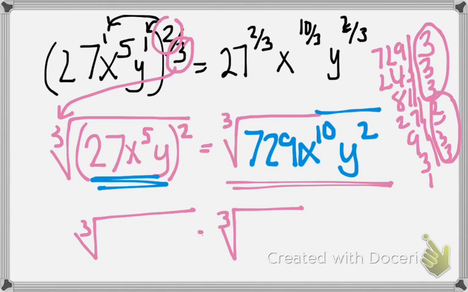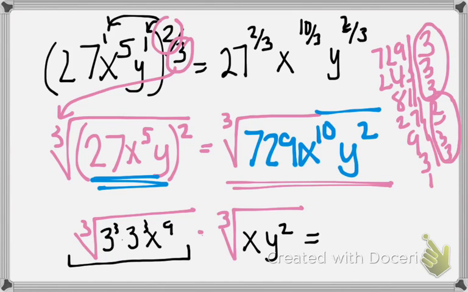So 729 is perfect, and that's 3 cubed, 3 cubed. X to the 10th is not a perfect cube, but x to the 9th is, with 1 left over. And y squared, certainly not a perfect cube, so it's all your leftovers.